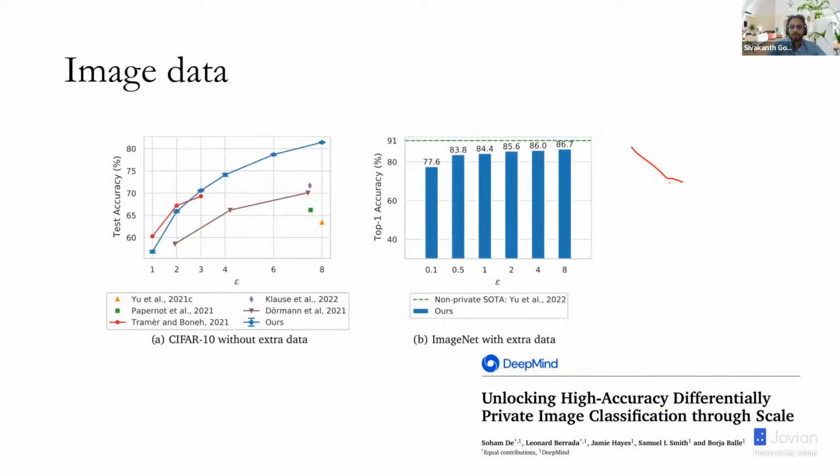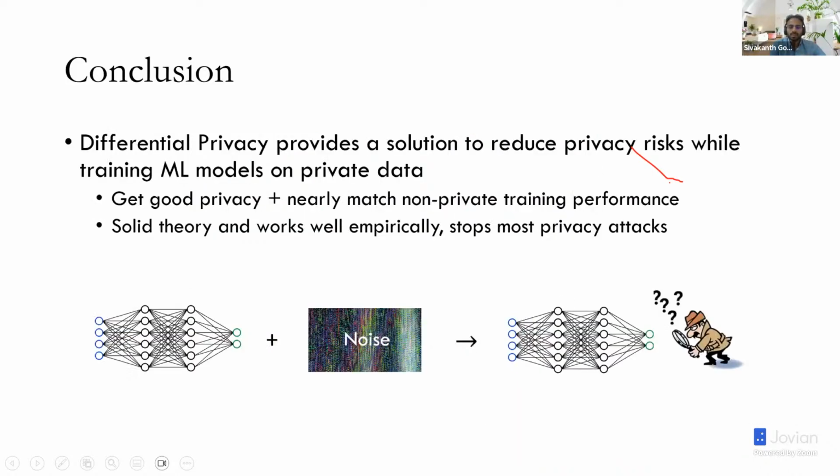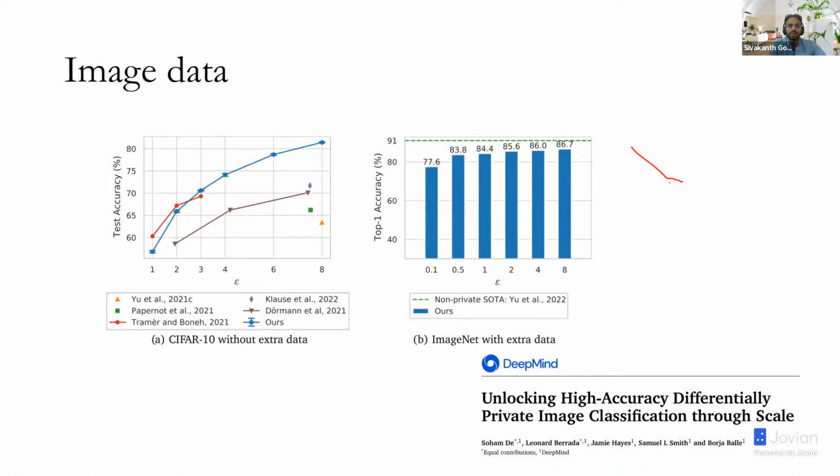The same story also works with image data. The non-private benchmark here is, let's say, 91% for ImageNet. If you do it with differential privacy, you can still get pretty close, like 86, 85. And this is a paper from DeepMind.